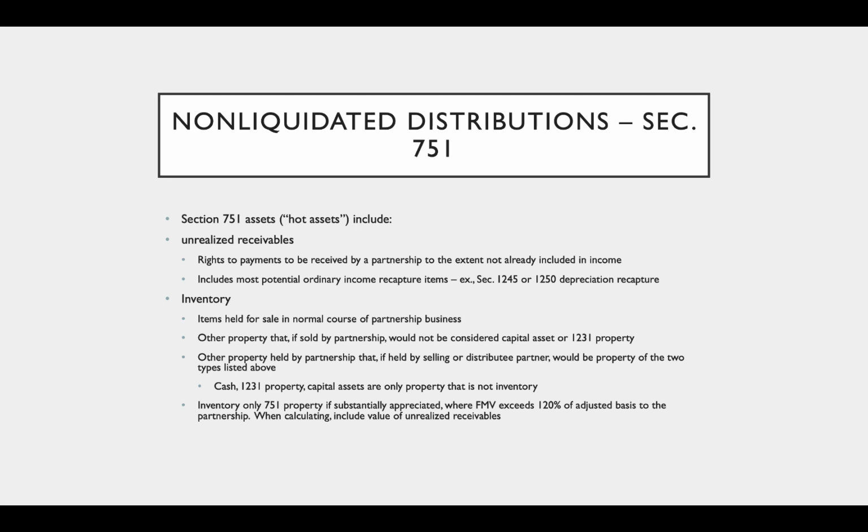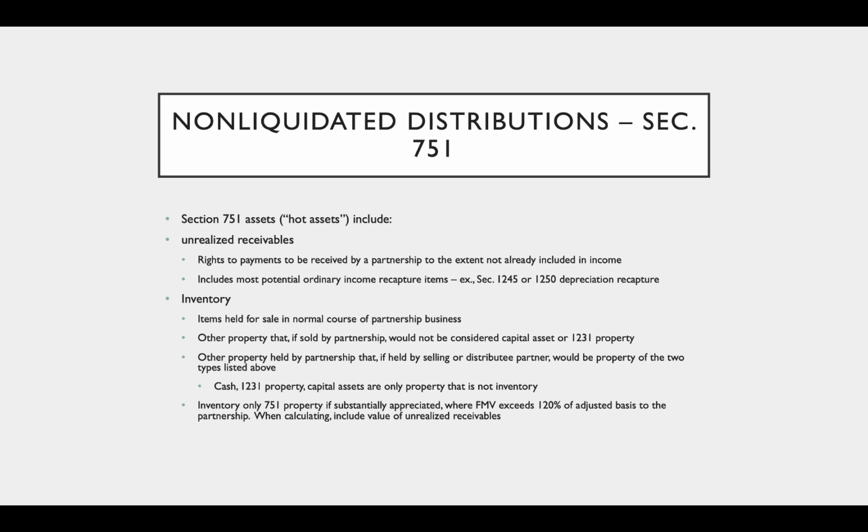Inventory is also a 751 asset, and inventory for this purpose includes items held for sale in the normal course of partnership business. Other property that, if sold by the partnership, would not be considered a capital asset or 1231 property, so all ordinary income property. Other property held by a partnership that, if held by the selling or distributee partner, would be the property of the two types listed above. So basically, cash, Section 1231 property, and capital assets are the only property that are not inventory for these purposes. So the only property that are not 751 property.